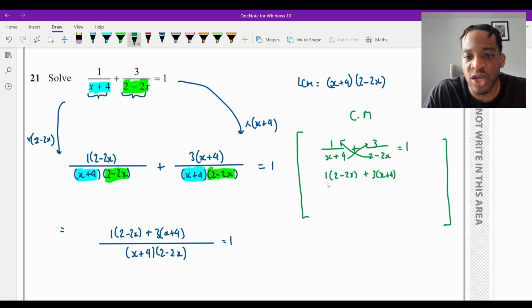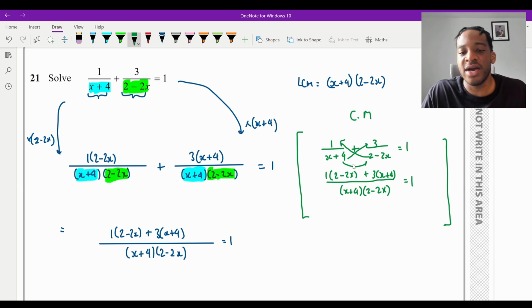And then you're just going to divide this by the product of these two. So it's just going to be x plus 4 and then 2 minus 2x. And this is equal to 1. Right? And as you can see, it's the exact same thing we got here. We did it very quickly. However, it's always important to understand why you're doing this. So yeah, you can just pick whichever way you prefer in the exam.